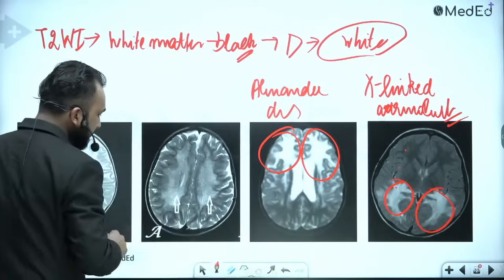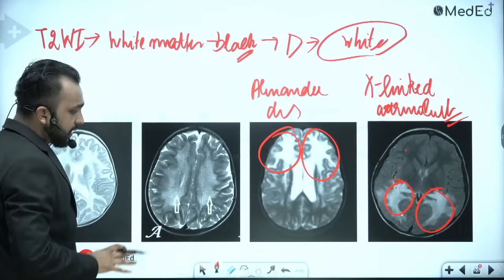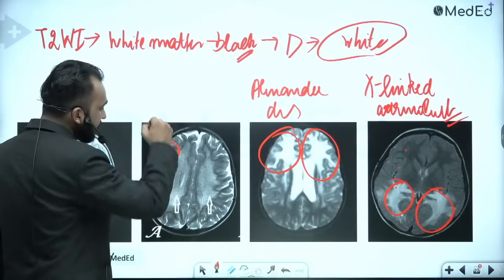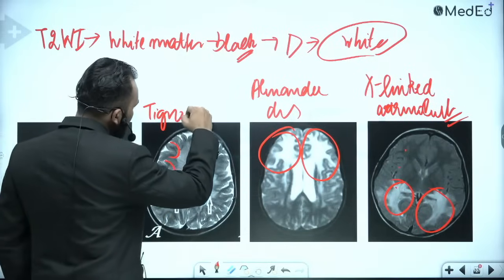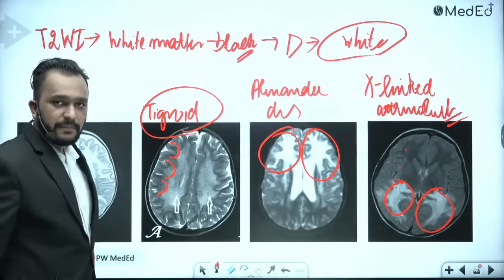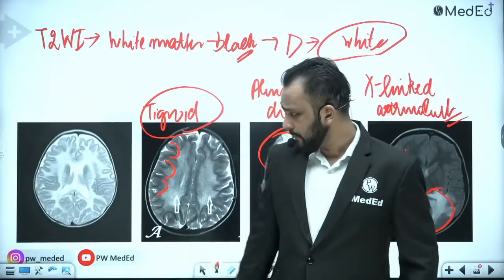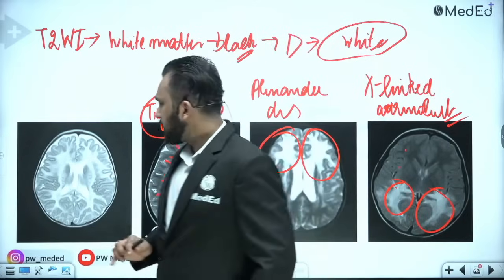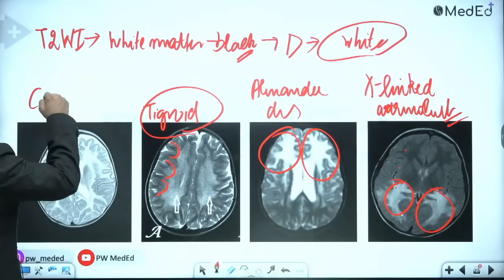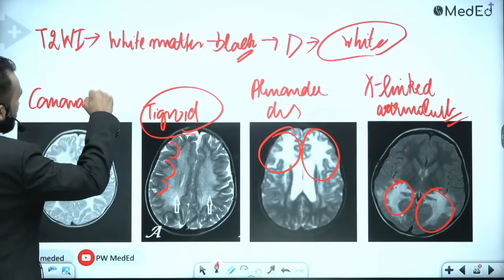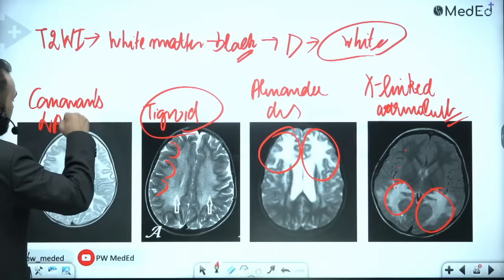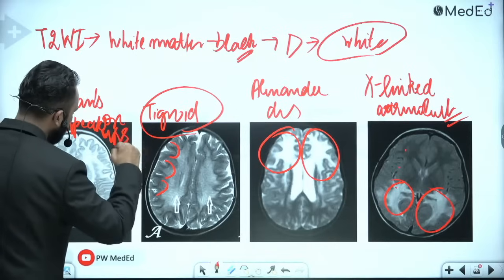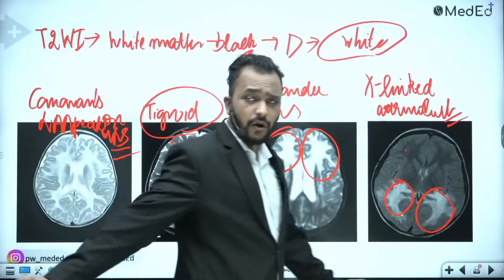If it is involving both the cerebral hemispheres with sparing of the subcortical U fibers and giving a tigroid pattern, it will be metachromatic leukodystrophy. And if the subcortical U fibers are also involved, it will be Canavan's disease, in which you will see an NAA peak on MRS. So, clear with all the leukodystrophies?